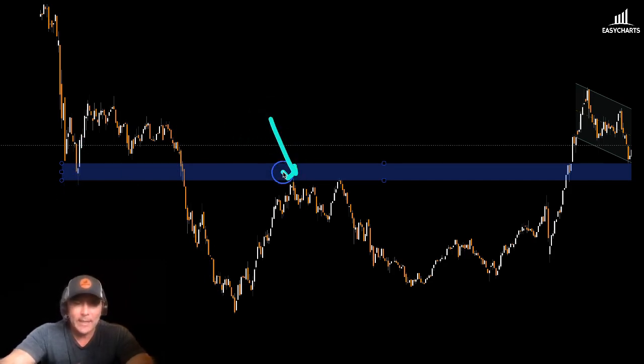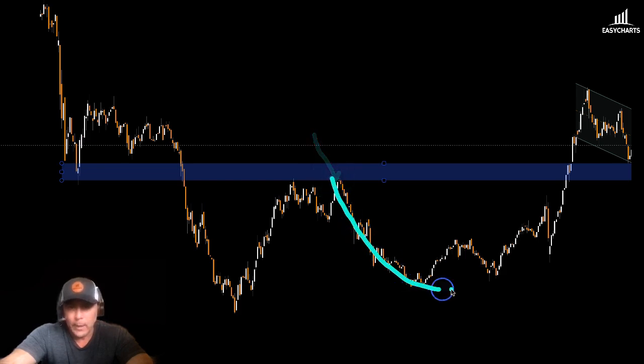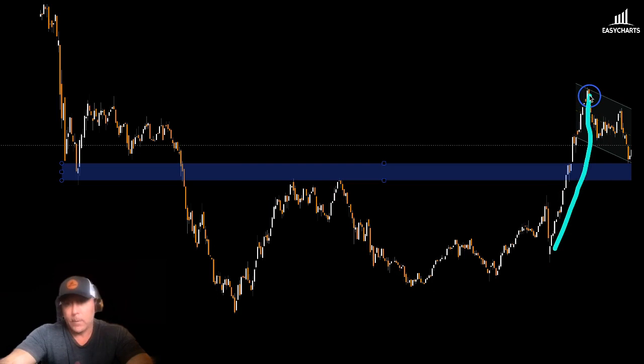So classic SR flip, support resistance flip. And this looks to be early 2015. We came back up again sometime in 2015, got rejected. We had this rounded bottom, and now we had a breakout, right? Now we're doing a retest.